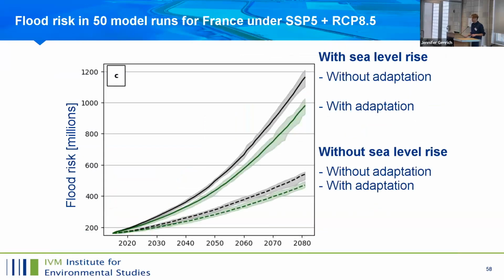So when looking at the flood risk in all of France for 50 model runs, and this is a combined scenario of a worst case climate change scenario with shared socioeconomic pathway scenario 5, we see that when accounting for coastal adaptation, the flood risk will be a lot lower than when not accounting for coastal adaptation. But we also see that when not accounting for sea level rise, we still see a significant increase in coastal flood risk due to this continued coastward migration driven by coastal amenities and population growth in these areas.